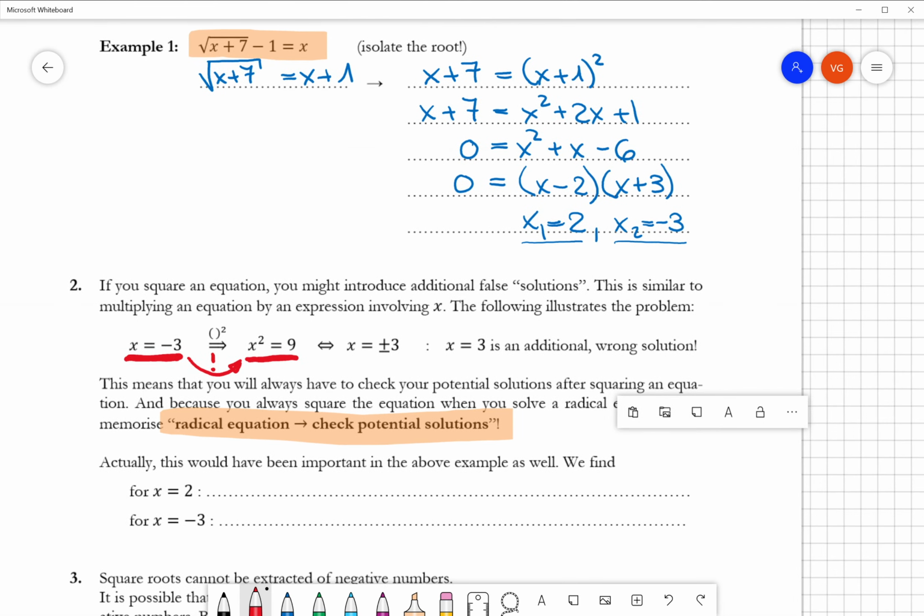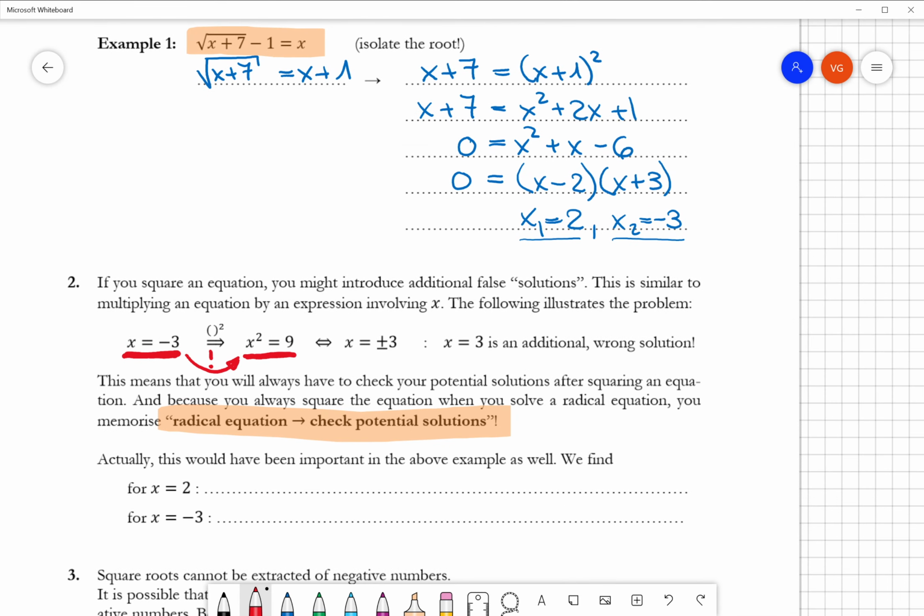Well, the consequence is we need to check. And if we do that for our example 1, for x equals 2, if we plug in 2 into the original equation, we need to check whether the root of 2 plus 7 minus 1 really is equal to x, namely 2. Well, what we get on the left-hand side is the root of 9, so 3 minus 1 equals 2, yes. Great.